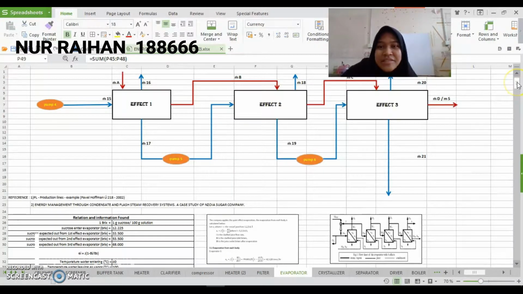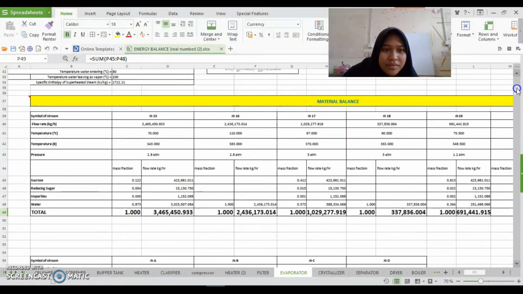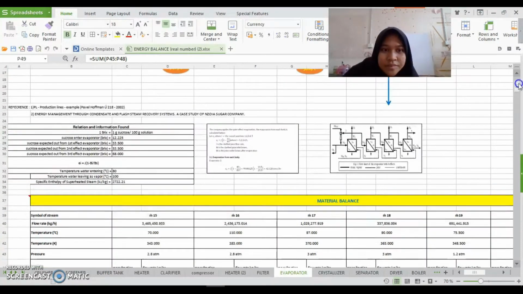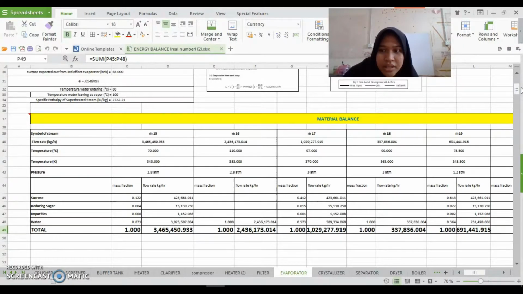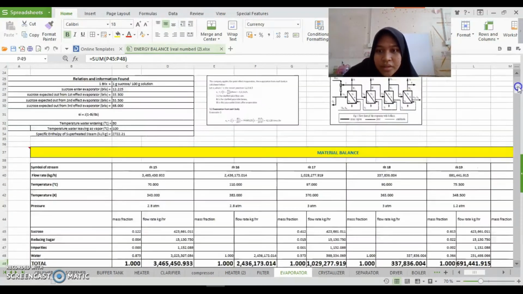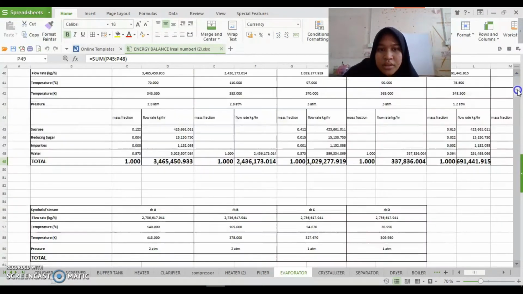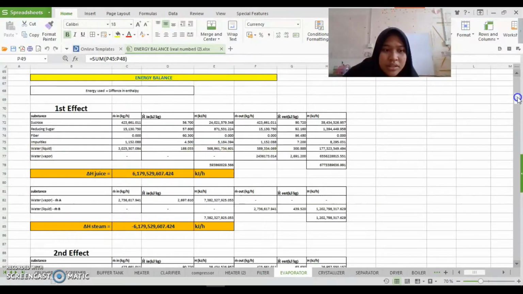So the next process is evaporator. In evaporator, there is three effects. In the first effect, the mass flow rate in is around 3 million, and mass flow rate out and enter to the effect 2 is around 1 million, and then mass flow rate out from the effect 2 and enter to the effect 3 is around 691,000. Okay, so for the energy balance in the first effect, the enthalpy juice is around 6 million kilojoule per hour.